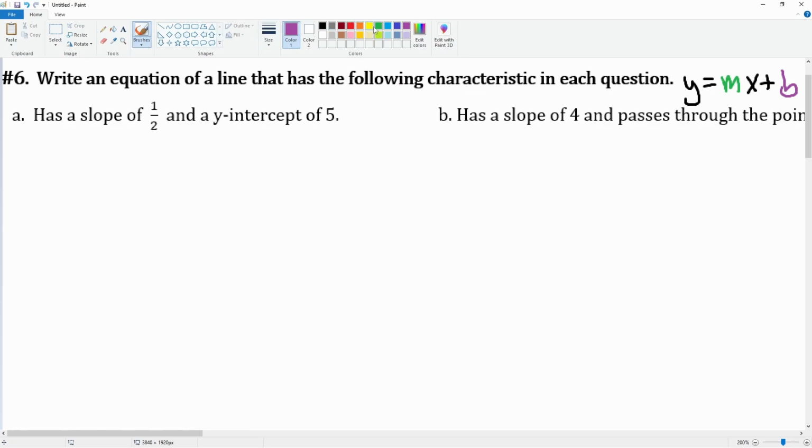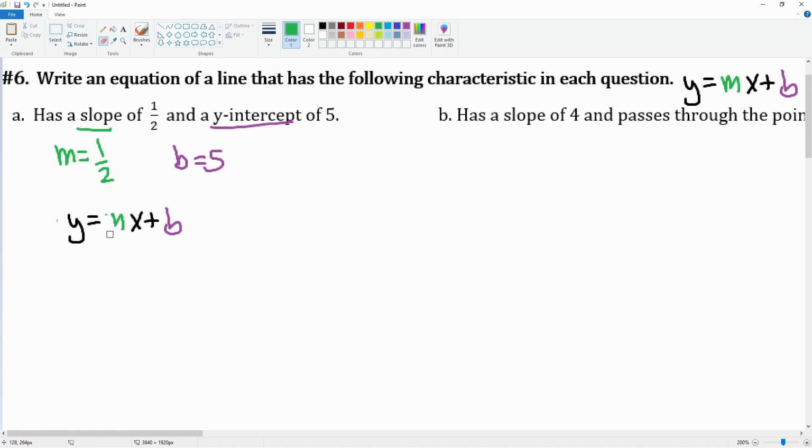First, it says it has a slope of 1/2. So m is equal to 1/2. Then it says it has a y-intercept of 5. So b is equal to 5. It is translated very neatly here. So all we have to do is grab our equation right here and use that equation.